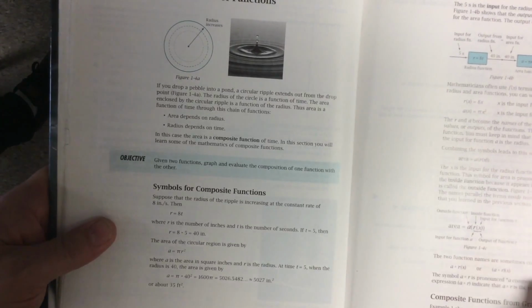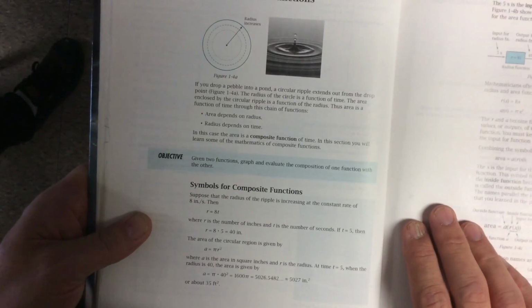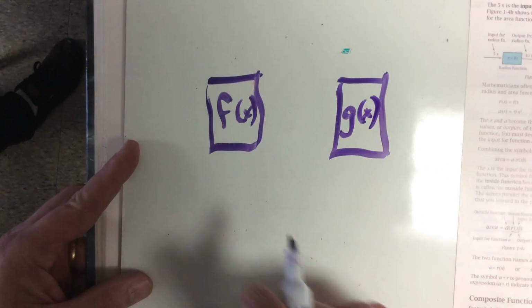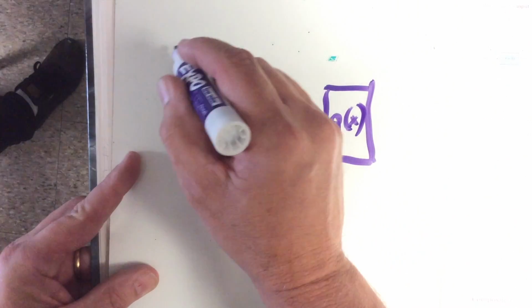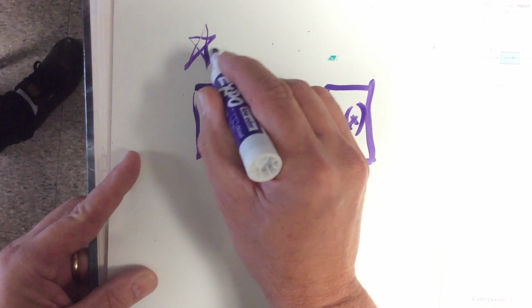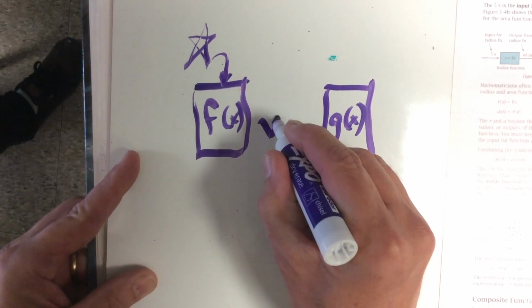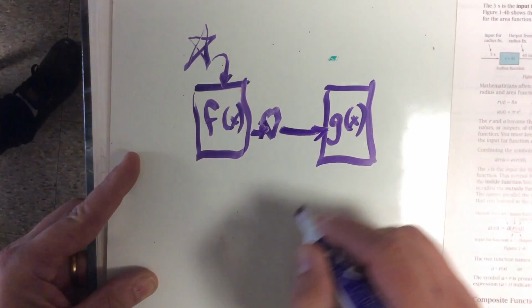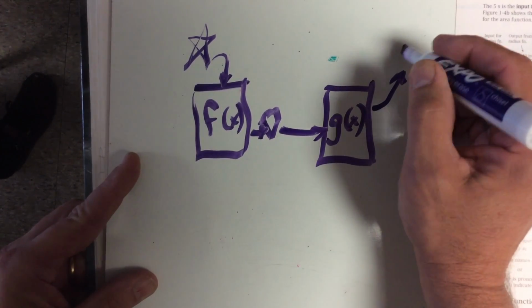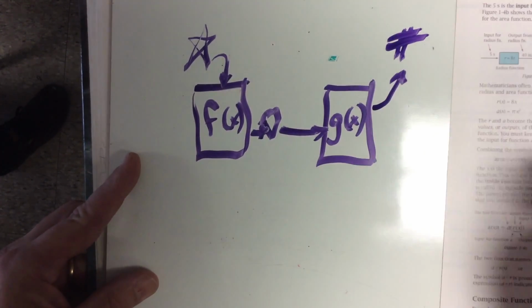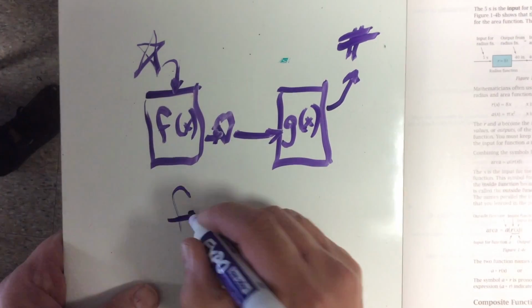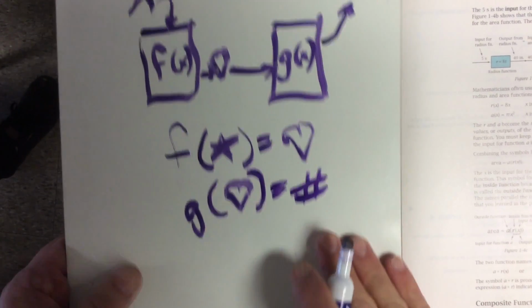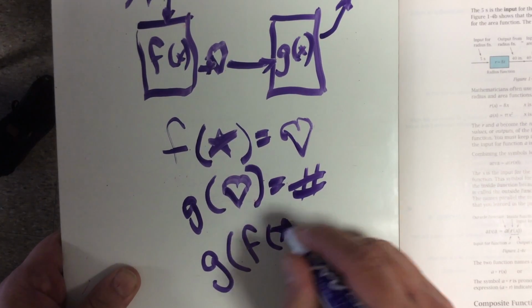Compositions of functions are basically doing two functions, one right after the other. Here are two functions, f of x and g of x. If I put a star in here, it comes out as a heart. If I put a heart in here, it comes out as a hashtag. Now, that means this is true, and it means this is true, but it also means this is true.